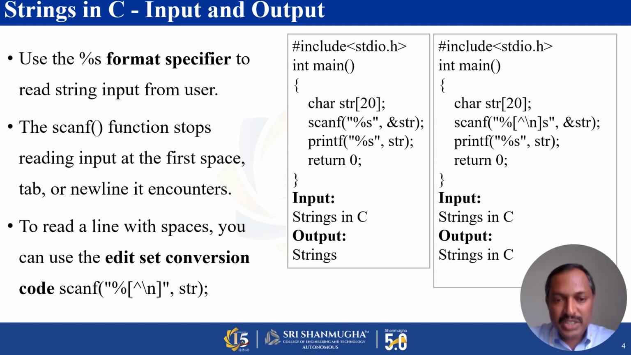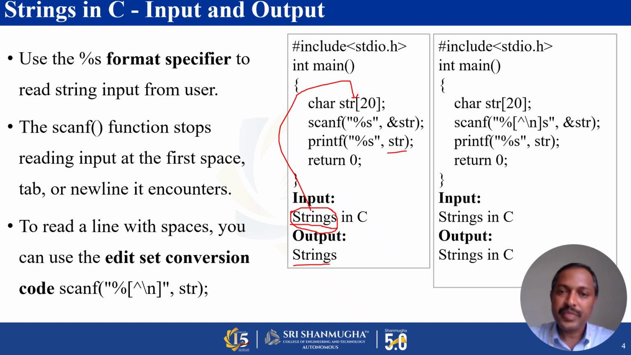It will read the string up to the first space, first tab, or first new line it encounters. That means it will read only one word. So if it sees either a space, new line, or tab, it will stop reading. Here it will read only up to "strings". This is the only word read, which is stored in the str character array. Then while printing, we get only "strings" as the output.